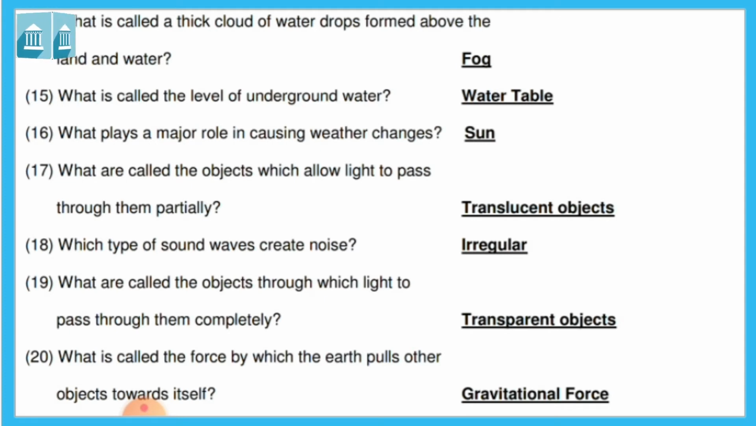16th one, what plays a major role in causing weather changes? Sun plays a major role in causing weather changes.